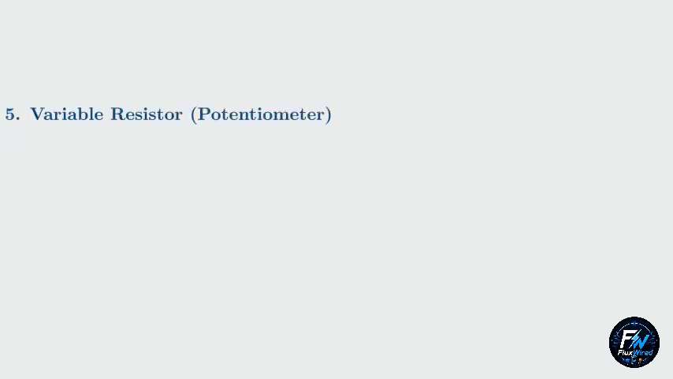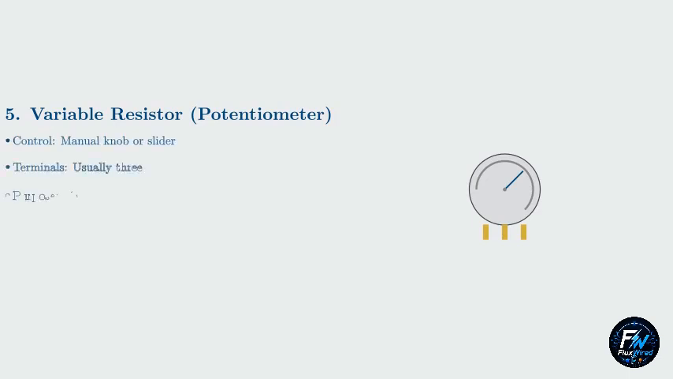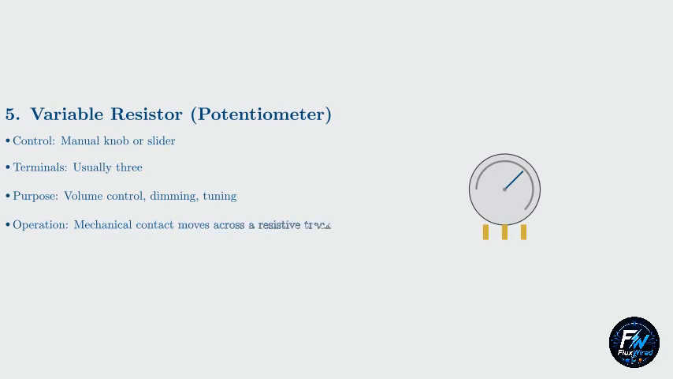So far, we have looked at resistors with a fixed value, but what if you need to change the resistance while the circuit is running? That is where the variable resistor, commonly known as a potentiometer, comes in. Think of the volume knob on an old radio or a light dimmer switch. Inside, there is a resistive track and a sliding contact, called a wiper.